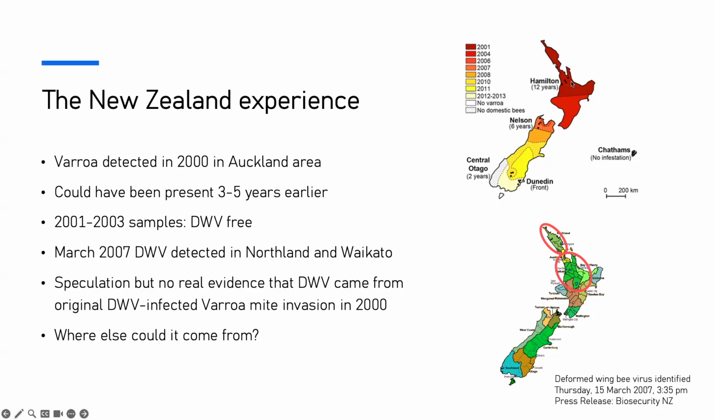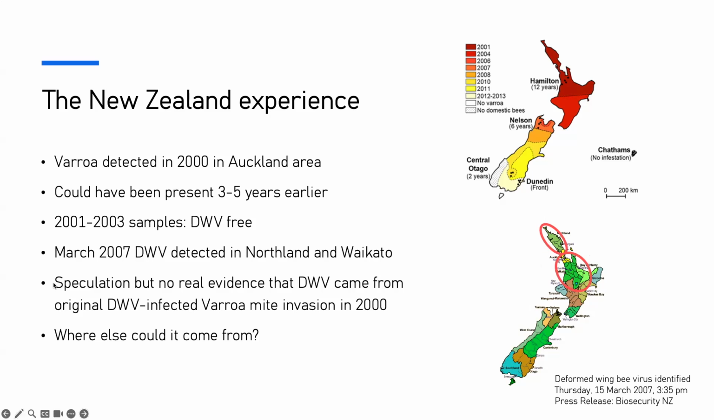In 2007, a beekeeper detected a sample of bees where he could see deformed wings in his colony. He looked at the colony and saw that they had symptoms of deformed wing virus. He contacted the biosecurity organizations in New Zealand, and in March 2007, Biosecurity New Zealand made a public announcement that deformed wing virus had now officially been found in Northland and Waikato, which are essentially those two areas, just north of Auckland and south of Auckland. So deformed wing virus was detected there in a couple of colonies.